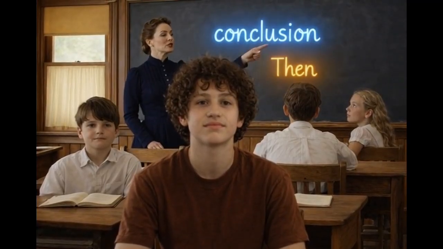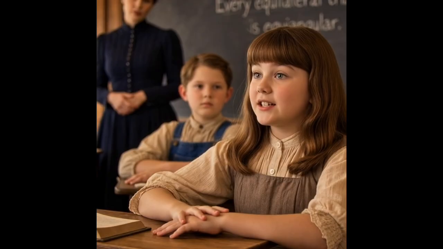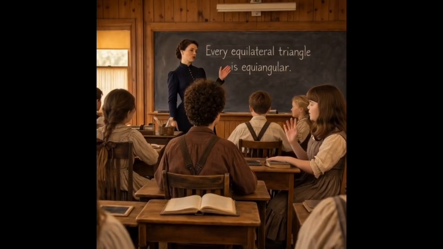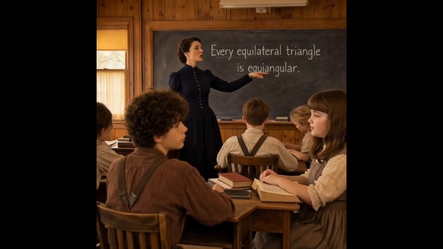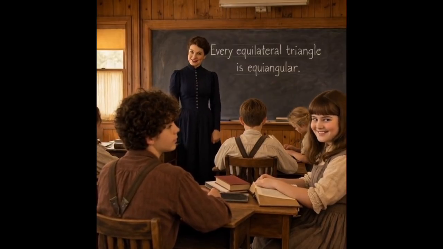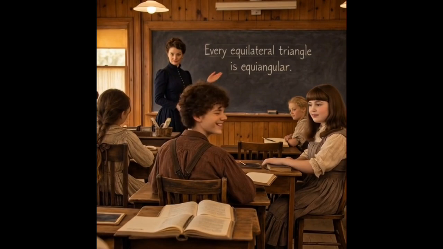Then introduces the conclusion. Does that mean the triangle is congruent for both sides and angles? Precisely. Both sides and angles are congruent. That is a thoughtful question, Becky. Equilateral means all 3 sides are congruent. Equiangular means all 3 angles are congruent. The sentence tells us that equal sides guarantee equal angles. An equilateral triangle is one where all 3 sides are of equal length.